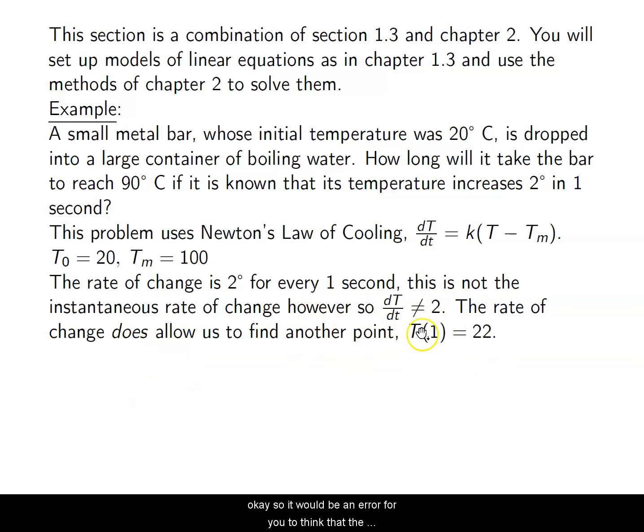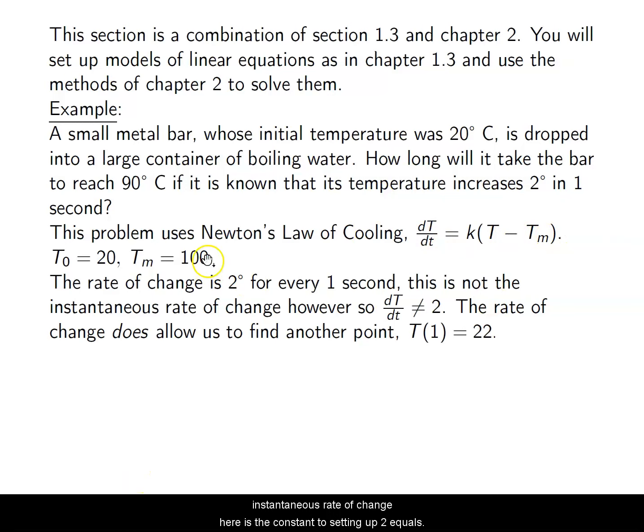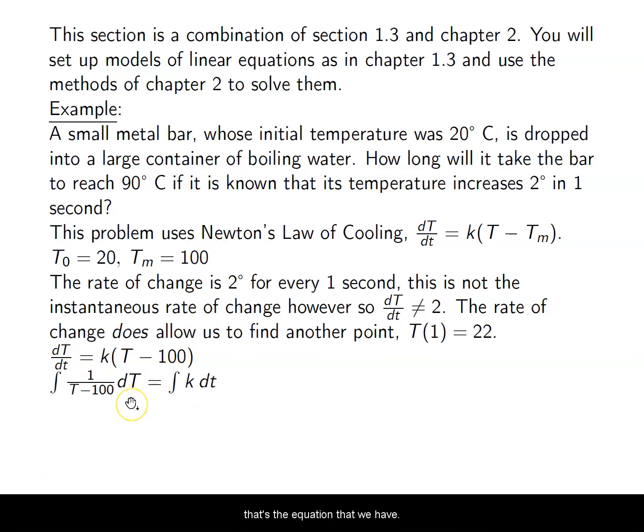So it would be an error for you to think that the instantaneous rate of change here is the constant 2, and setting up 2 equals and so on. It's not going to work, right? So we have the change in temperature at time t, right, is equal to K times (T minus 100). We got that from Tm, right, which is the ambient temperature of 100. So that's the equation that we have.